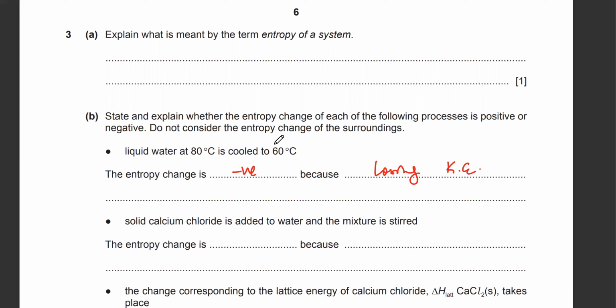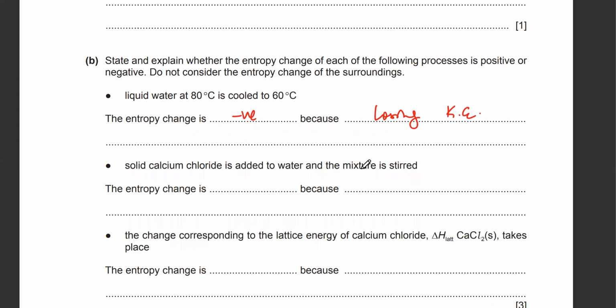Is this going to be a large change or a small change in disorder? Small change. Okay, it's going to be a very small change, because by just looking at it, water at 80 degrees centigrade looks exactly like water at 60 degrees centigrade. So it's going to be a very tiny entropy change. It's going to be negative because they're losing kinetic energy. So there's going to be slightly less disorder.